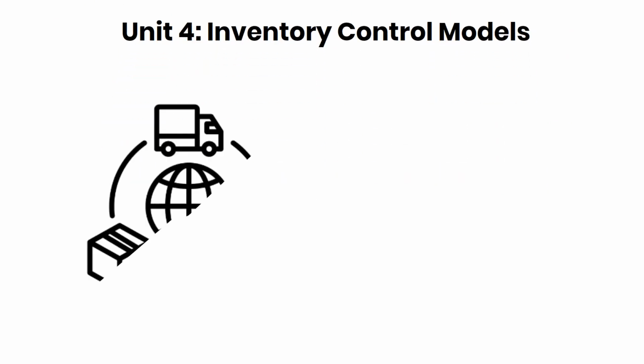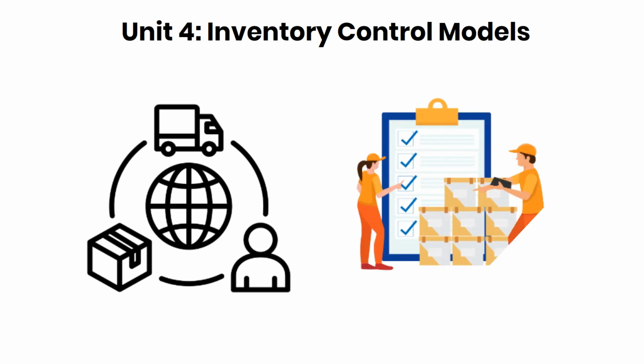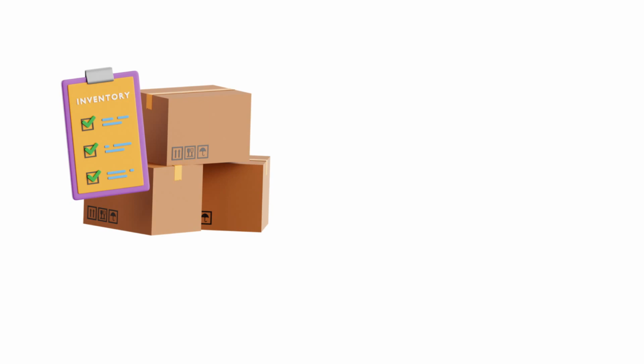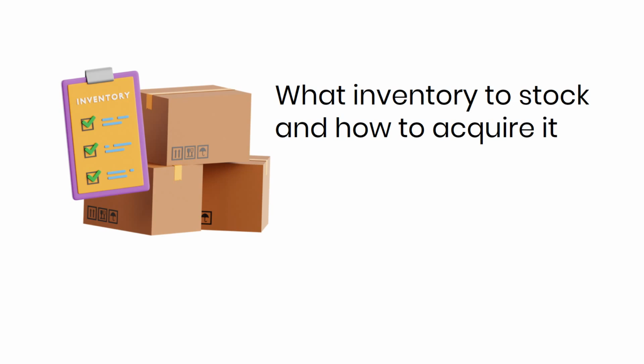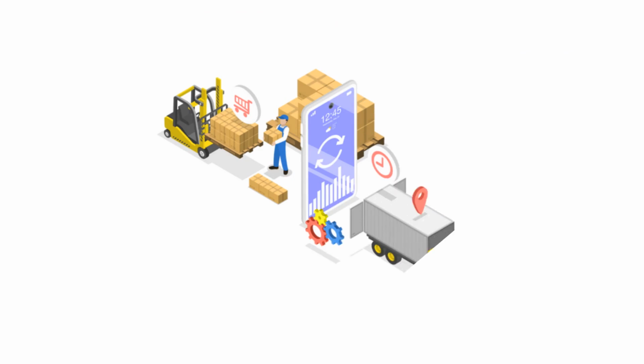Unit 4. Inventory Control Models. Inventory control models are essential tools in managing the supply chain and ensuring that the right amount of inventory is maintained to meet demand without incurring unnecessary costs. Inventory control involves several key components. These include planning what inventory to stock and how to acquire it, forecasting the demand for parts and products, and controlling inventory levels.